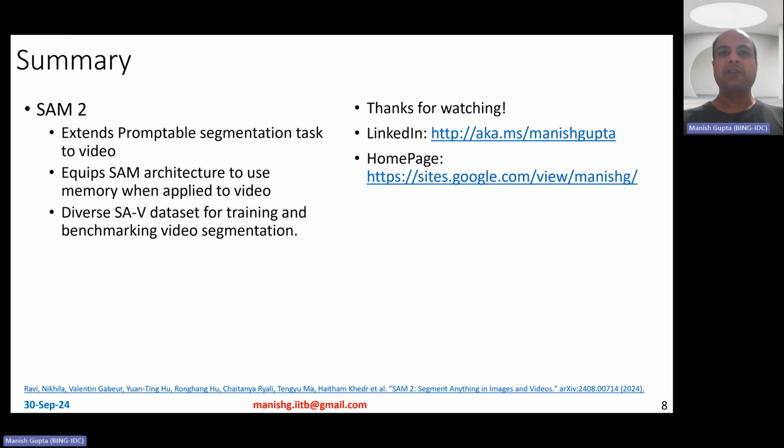So in summary, in this video, I talked about the SAM2 model, Segment Anything Model. It extends the promptable segmentation task to videos, and it equips the SAM architecture to use memory when applied to video. So memory of what the object masks were in the previous few frames, what the prompts provided in the previous few frames were, and also what the features of those objects were, right? And then they also contributed a diverse SA-V dataset for training and benchmarking video segmentation methods.